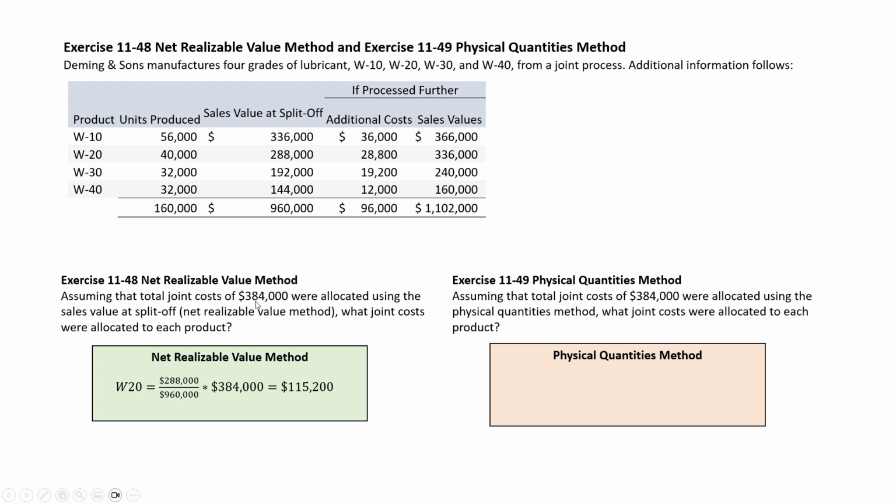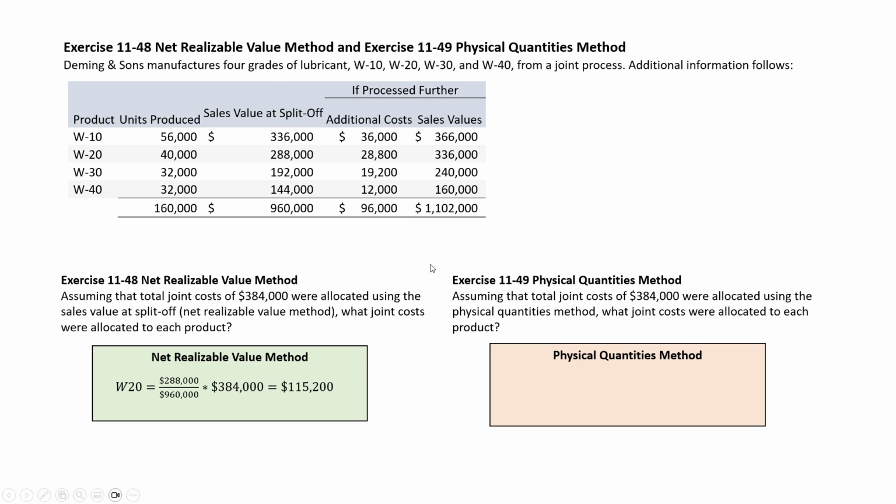The estimated net realizable value method is based upon taking the sales value of processing further minus the additional cost, the incremental cost of processing further, and again taking that relative to all the different products. The reason is that if I don't have the sales value at the split off, but I do have it at the point of processing further, I can at least utilize that information.